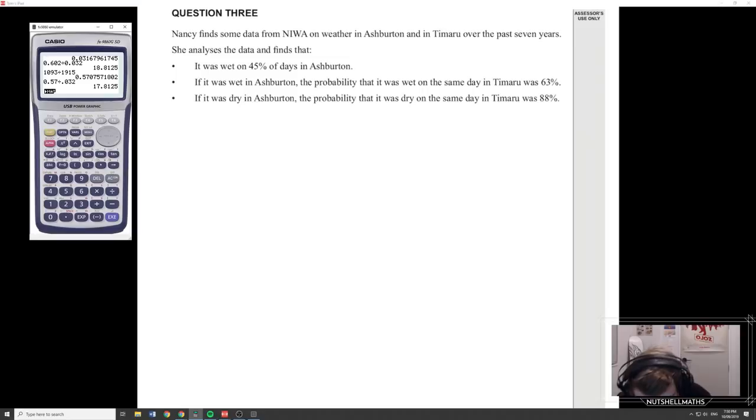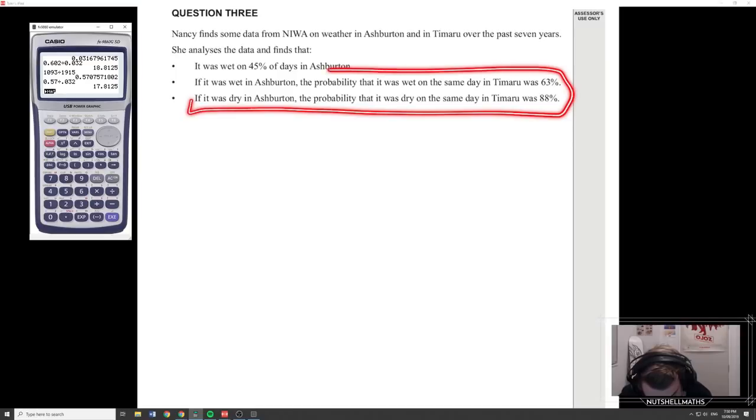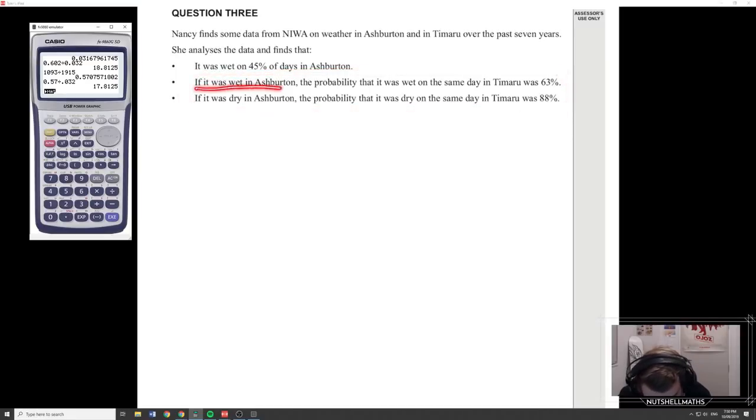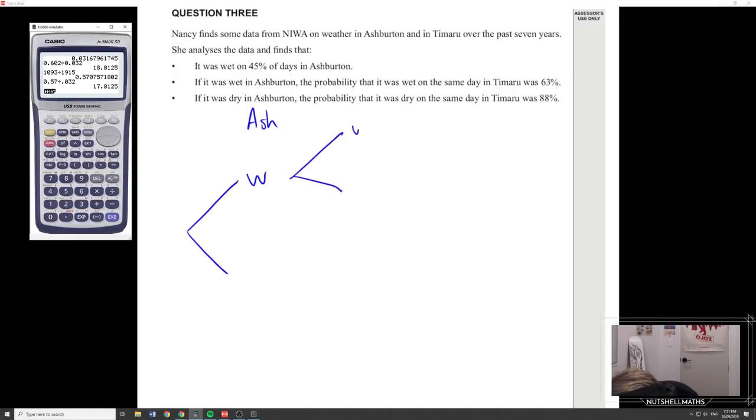Right? So, these two sentences are really important, especially this part. If it was wet in Ashburton, then something else happens. This is telling us that whatever happens in Ashburton determines the probability for Timaru. So they come after each other, they rely on each other. So if it's wet in Ashburton, then we look at Timaru.